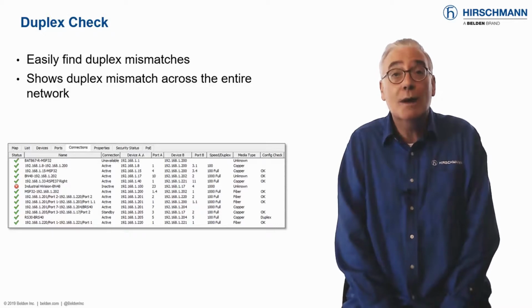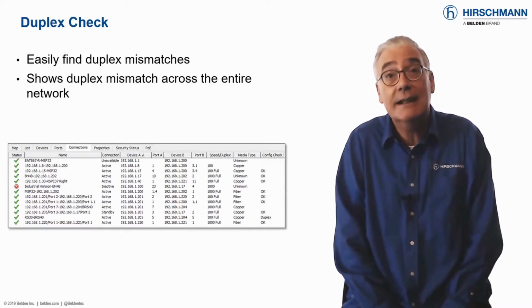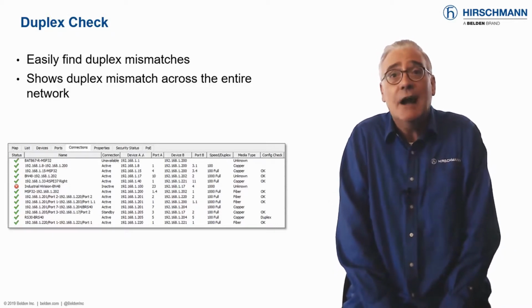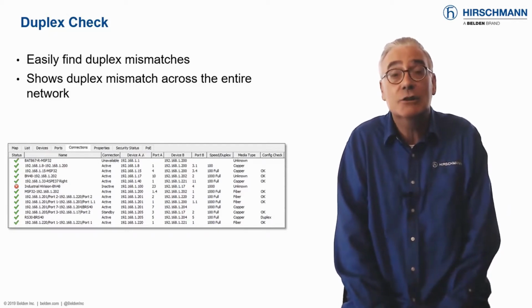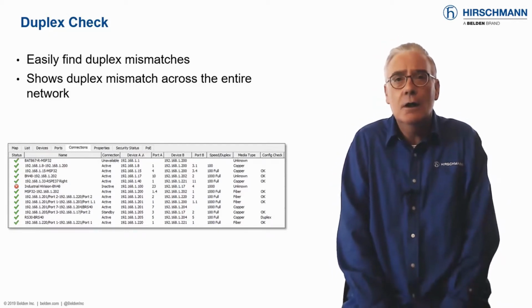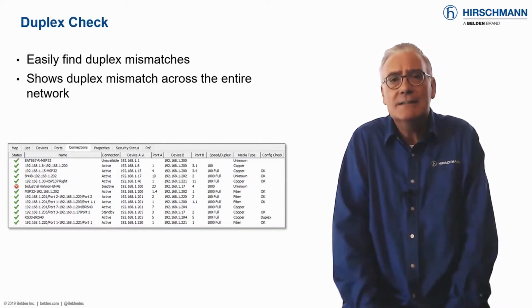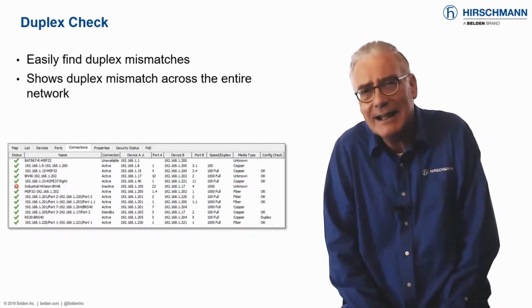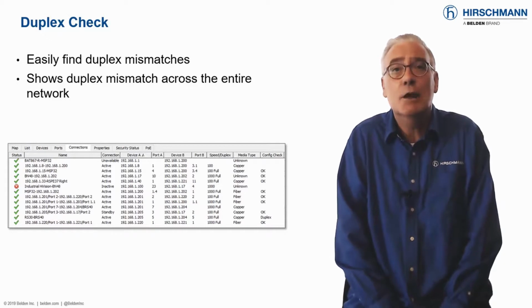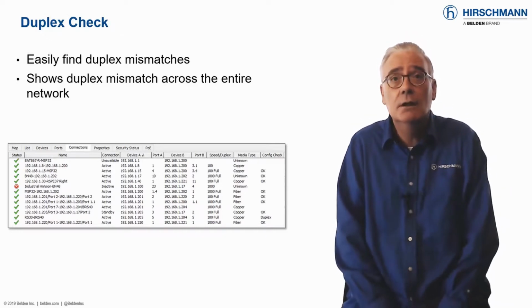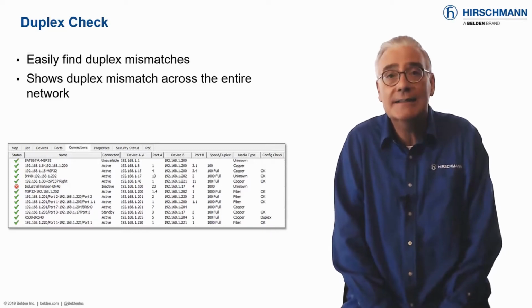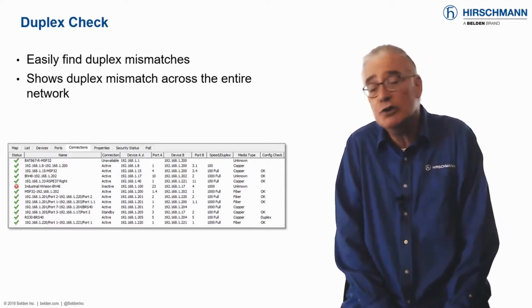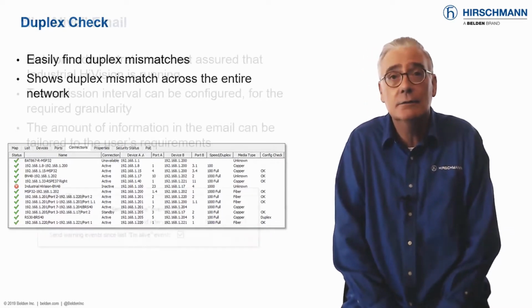Other networks were manually configured in the past, and this is only now causing problems as the bandwidth utilization increases. Finding duplex mismatches is a painstaking and tedious task, prone to errors. The Duplex Check in Industrial HiVision highlights configuration failures across your network at a glance.